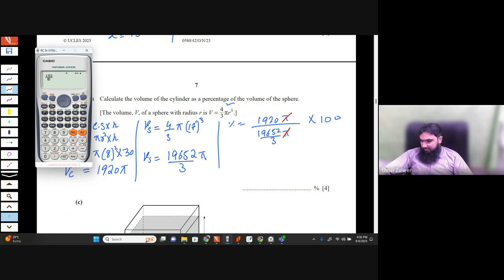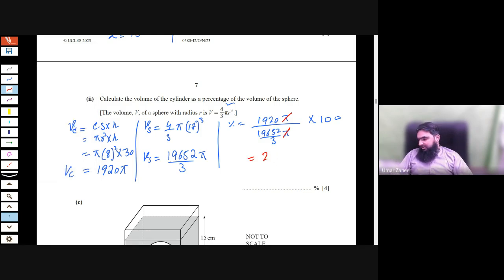1920 divided by 2560 divided by 3, multiplied by 100. That gives 29.3, so 29.3%. We will write the answer to 3 significant figures. Okay, always remember that.